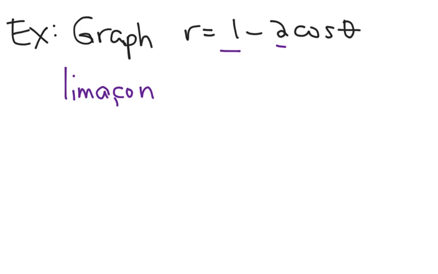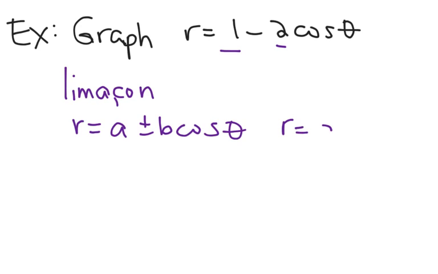I have a neat little word here. So when r is equal to a plus or minus b cosine theta, or r is equal to a plus or minus b sine theta, if a and b are not the same value, you're going to get these loops.